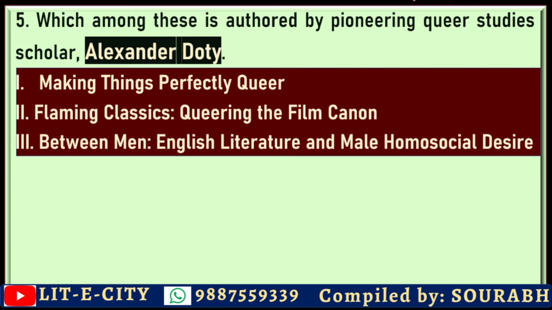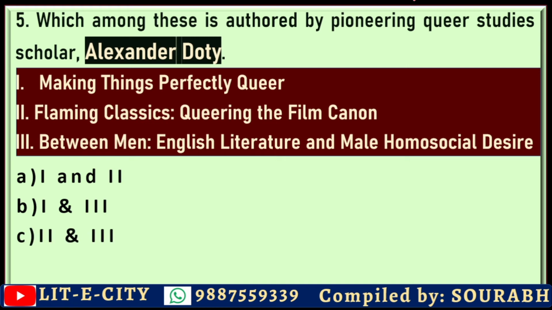Our fifth question is, which among these is authored by pioneering queer studies scholar Alexander Doty? Alexander Doty is one of those scholars and thinkers who have pioneered the field of queer studies. Is it Making Things Perfectly Queer, Flaming Classics, Queering the Film Canon, or Between Men: English Literature and Male Homosocial Desire? Is it first and second, first and third, second or third, or all of the above?